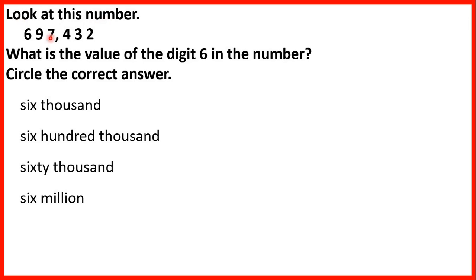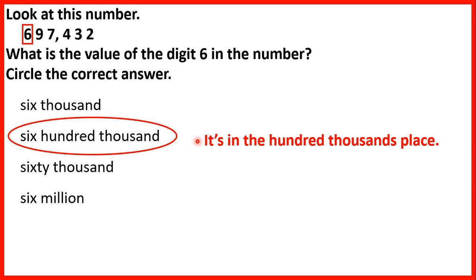Look at this number. We have 697,432. What is the value of the digit 6 in the number? Circle the correct answer. Well, we need to remember that when counting place values, we count from the right and we have ones, tens, hundreds, thousands, 10,000s, and then the 6 is in our 100,000s place, so that stands for 600,000. It's in the 100,000s place, and 6 times 100,000 is 600,000.